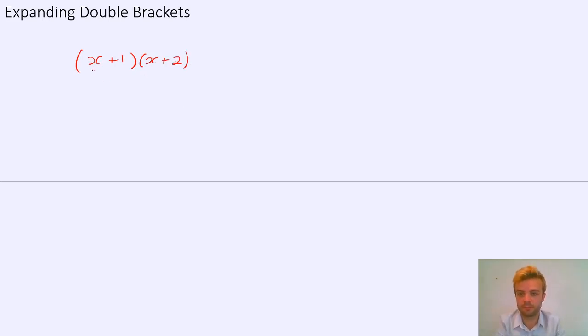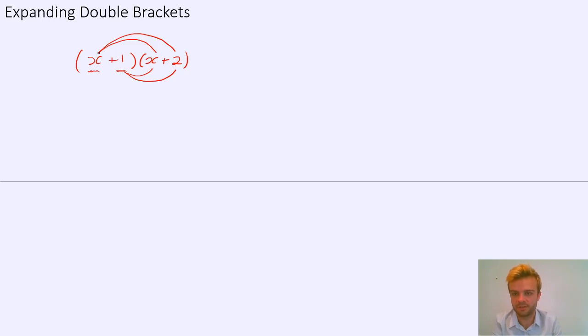Now the rule is you have to multiply the first term in the first bracket by both things in the other bracket. So we're going to have to do x times x and x times 2. And we're also going to have to multiply the second term in the first bracket by both things in the other bracket. So we're going to multiply it by the x and multiply it by the 2. Those lines are just like a guide that some people like to draw to remind themselves of what things they need to multiply. But yes, we're going to take this first term and multiply it by both of those other things, and then take this second term and multiply it by both those other things.